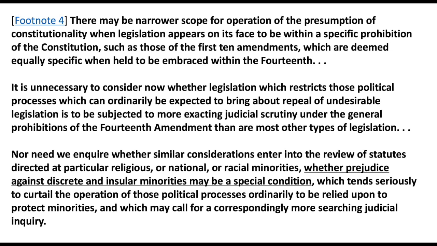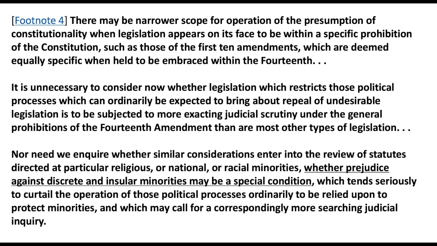It is unnecessary to consider now, and I'll pause here and say it will become much more necessary in subsequent decades in civil rights law, but it's unnecessary to consider now whether legislation which restricts those political processes, which can ordinarily be expected to bring about a repeal of undesirable legislation, is to be subjected to more exacting judicial scrutiny under the general prohibitions of the 14th Amendment than are most other types of legislation.